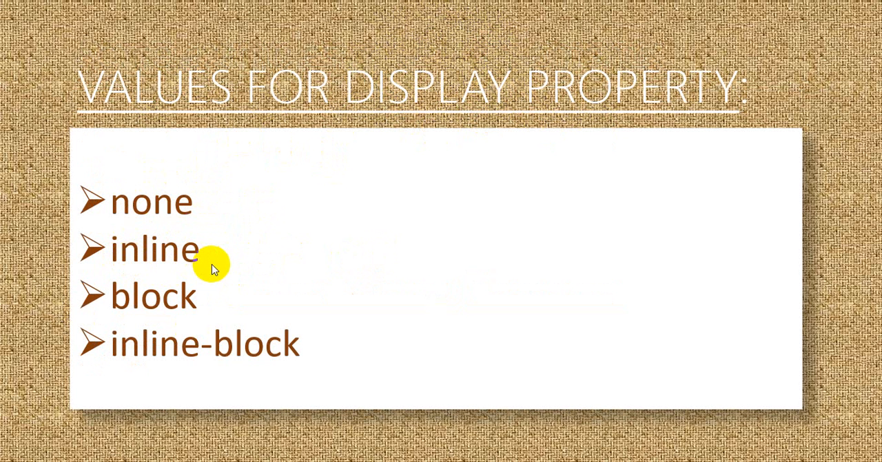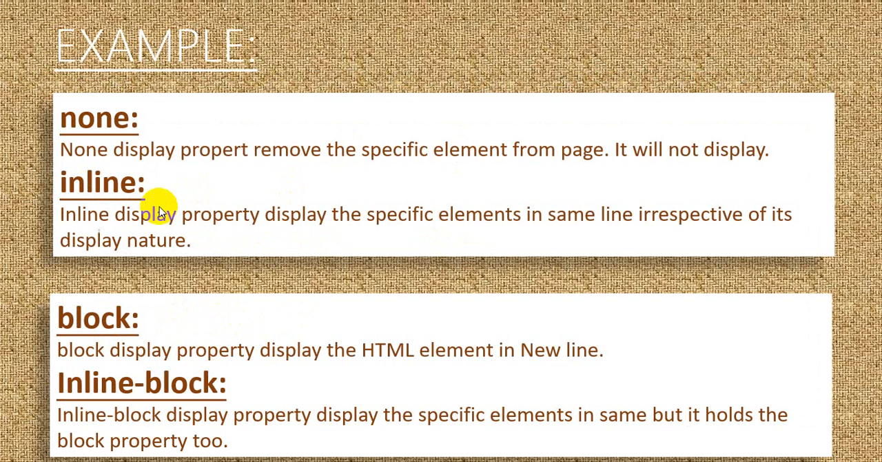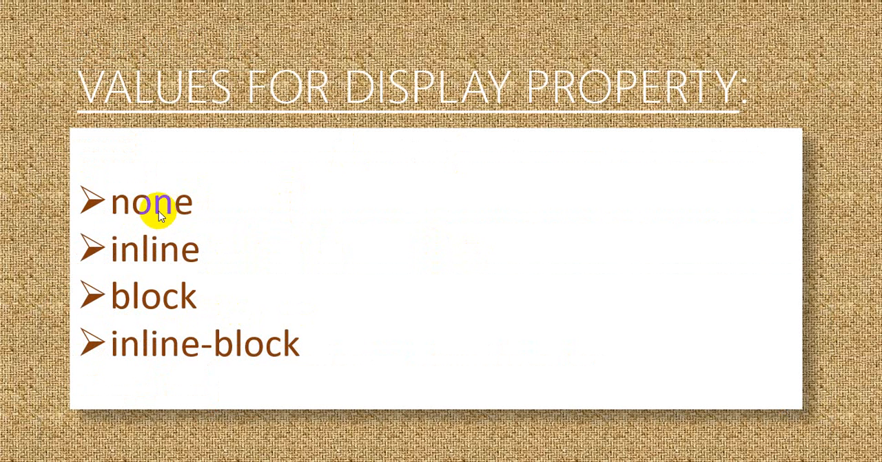First we have seen inline. What is inline? It will display the element in the same line. And what is block? It will display in a block or in a new line. Then we will see what is none. None is used to remove, or it is used to make the element disappear.